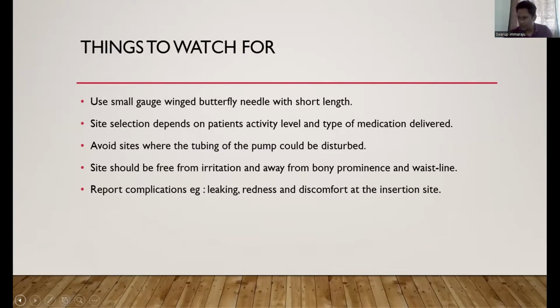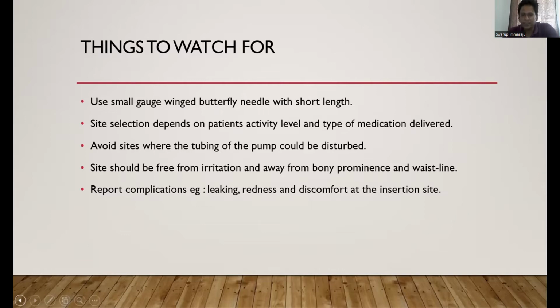So what are the things to watch for when the patient is on subcutaneous infusion? Number one, are we using a small gauge winged butterfly needle with a shorter length? Do not go for the 22 gauge or 18 gauge bigger cannula, which we use for blood transfusion. Use a smaller one, because a bigger gauge causes more pain. To prevent that, use a smaller one, which is safer and pain-free for the patient.